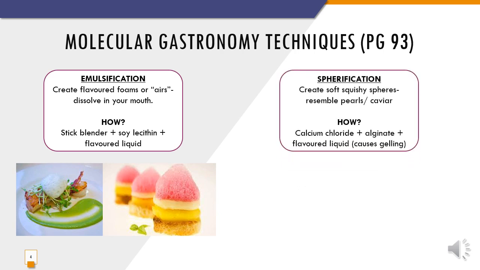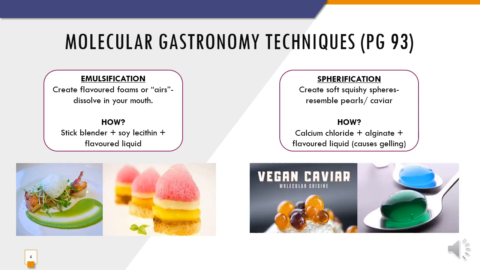Next up is spherification. These create soft, squishy spheres that resemble pearls or caviar. This is done by using calcium chloride and alginate with a flavored liquid. The calcium chloride is added to the flavored liquid, and the alginate is added to some water in a water bath. When you use a syringe and drop little droplets of the liquid into the bath that has the alginate in, it starts to gel almost immediately. It creates a gelling consistency with an outer membrane and a liquid center. So when you put it in your mouth, it bursts with all the liquid.